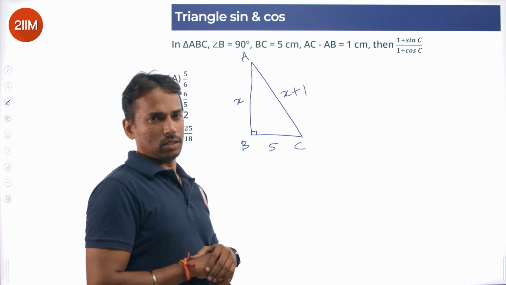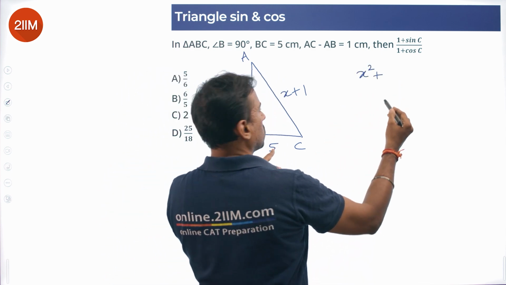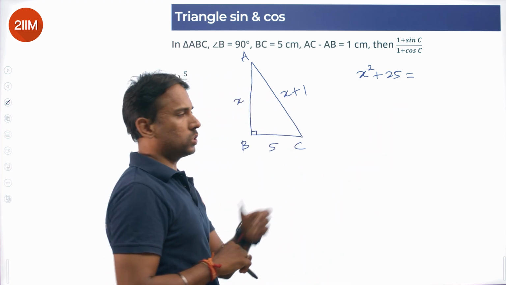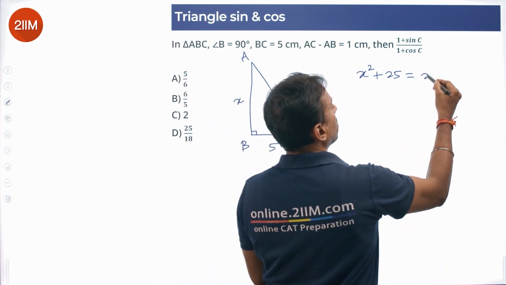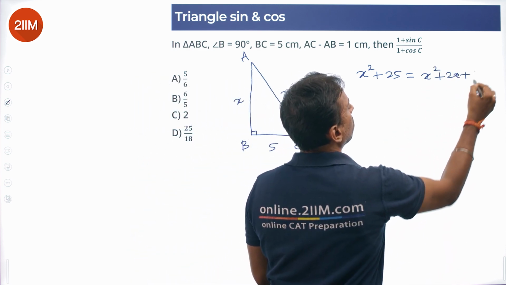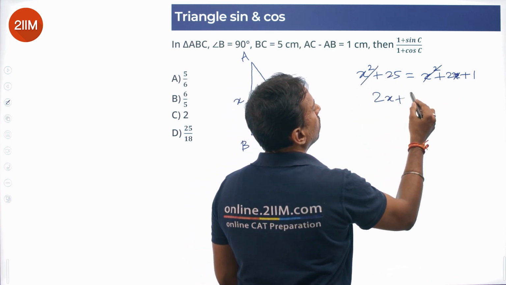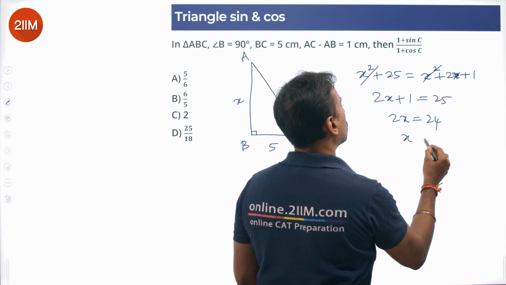Now we can use Pythagoras theorem. So we get x square plus this is 5 square, 25. This should be equal to the square of the hypotenuse, which means x plus 1 the whole square. So x plus 1 the whole square is x square plus 2x plus 1. That means we get 2x plus 1 is 25, or 2x is 24, or x is 12. Simple.